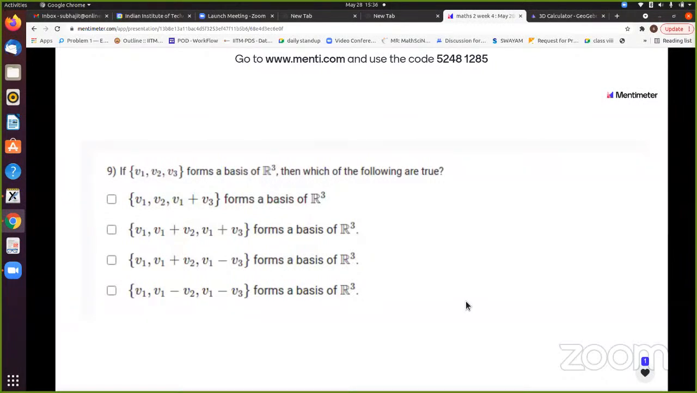Sir, sorry, sir. For the last 2 minutes I couldn't follow because there was some disturbance. No, I was just explaining why in R3 the straight line is one dimensional. Okay, okay. That you can understand, right?